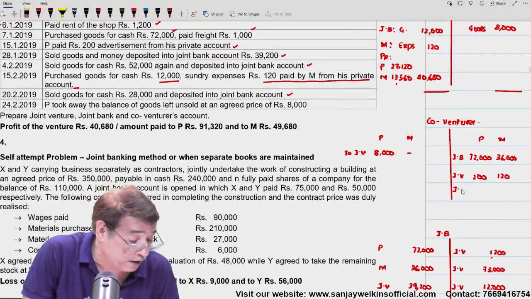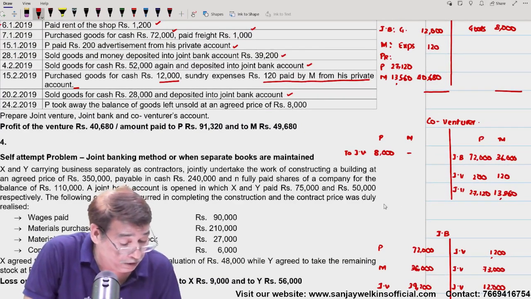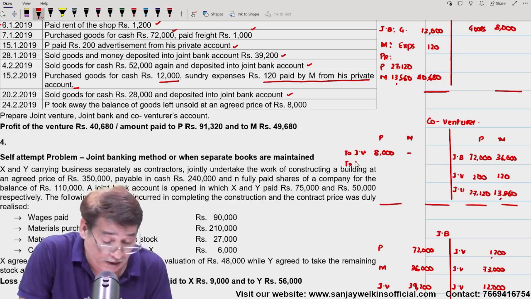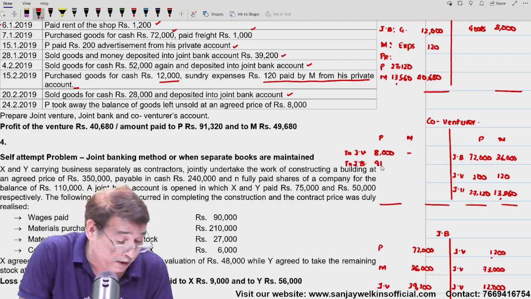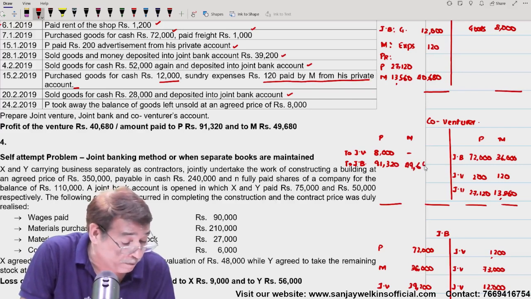You are going to write by joint venture 27,120 and 13,560. Then you are going to balance these accounts, and whatever balance will be there, you are going to write by joint bank 91,320 and 49,680.